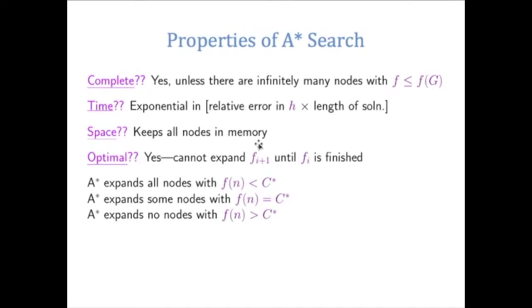Is it optimal? Yes. You can't expand the nodes with cost f sub i plus 1 until we've expanded all the nodes with cost f sub i. So basically the idea is that A* expands all the nodes with a cost function for a particular node less than the true cost. It expands some of the nodes with a cost function equal to the true cost, and it expands no nodes with a cost function greater than the true cost.